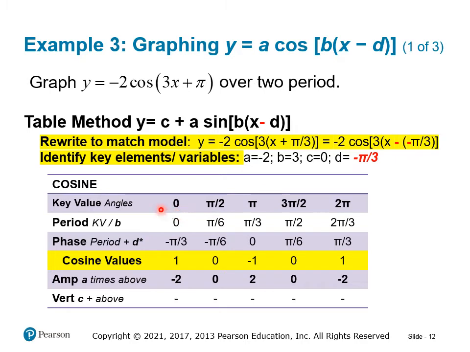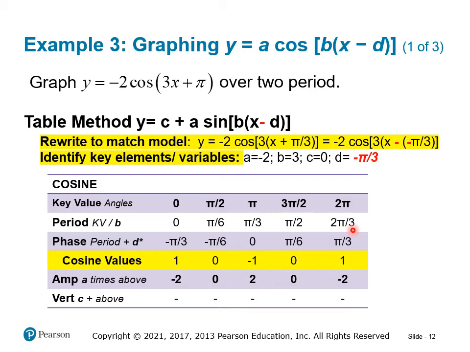The first row is given, quadrantals. The fourth row is given, cosine values for each of those quadrantals. The first thing we have to do is a period adjustment. We take the key value, kV, divided by the variable b, in this case 3. 0 divided by 3 is 0. Pi over 2 divided by 3: dividing by 3 is the same as multiplying by 1/3, so we get pi over 6. Pi divided by 3 is pi over 3. 3 pi over 2 times 1/3: the 3's cancel out, I get pi over 2. And 2 pi divided by 3 is 2 pi over 3.